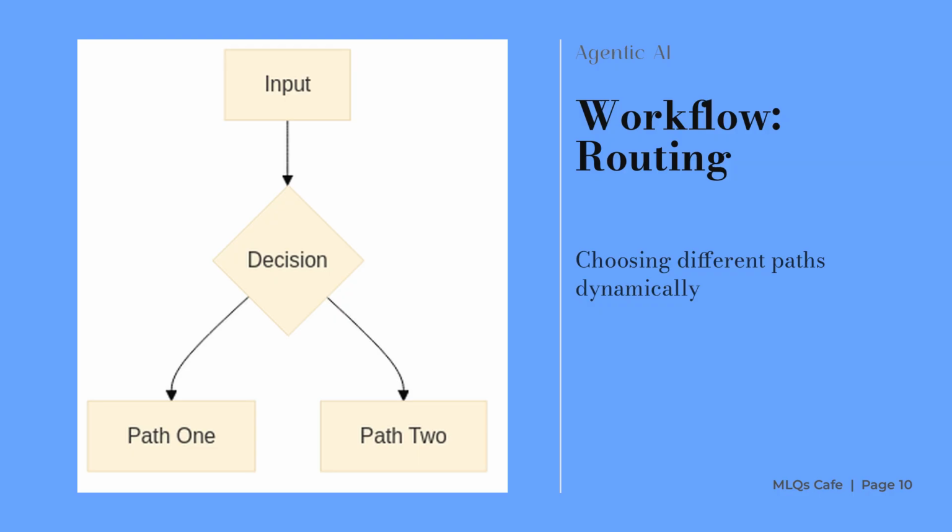Routing workflows allow agents to select different paths based on context, input type, or intermediate results. Instead of following a single path, the agent decides where to route the task. For example, an agent handling user requests may route technical questions to one process and business questions to another. Routing improves relevance and efficiency.